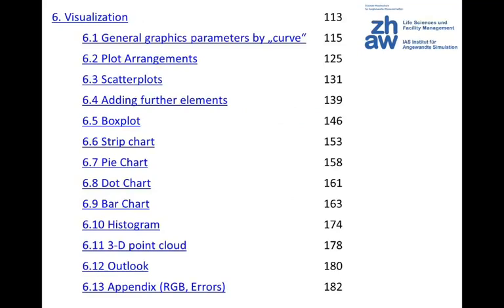So we will start with general graphic parameters. We will look at how to arrange plots or different plots in one window. Then we will look at the classical scatter plots. We will be adding some arrows and further elements to plots. We will see the classical box plot, the strip chart, pie chart, dot chart, bar chart and histogram.